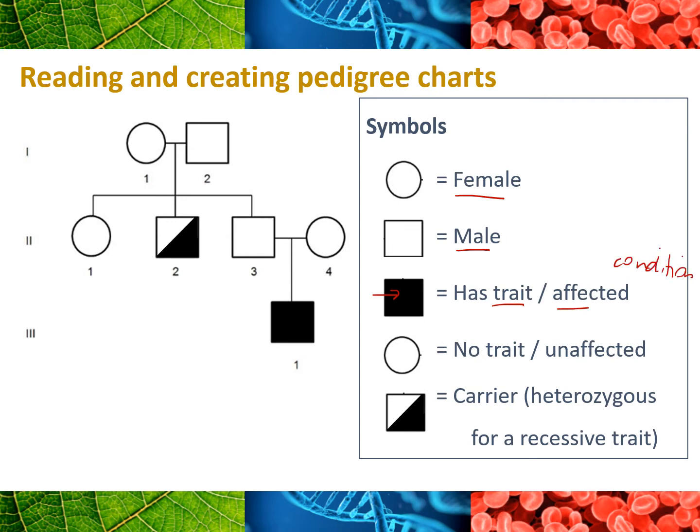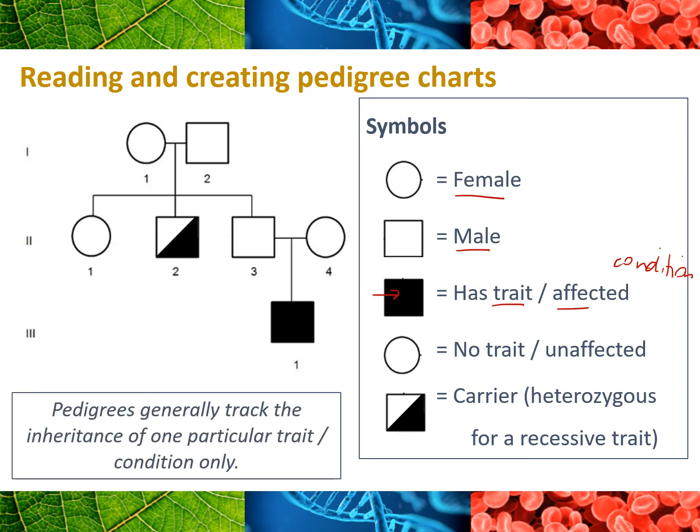It's important to note that you generally only track one particular trait or condition in each pedigree chart, because it's going to be different for each trait. It's unlikely that all individuals are going to have the same inheritance for their hair color and whether or not they carry an allele for a particular disease. So shaded in means that they are affected by that condition or they have the trait. If it's not shaded, they do not have whatever trait we're tracking or they're not affected by the condition. And then sometimes you'll see one like this where it's half shaded in.